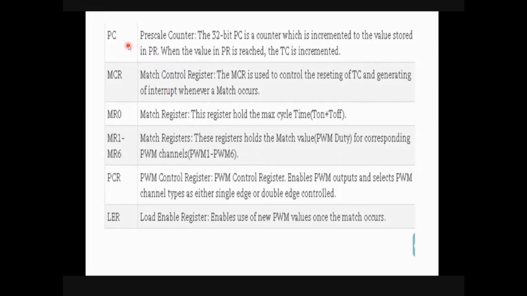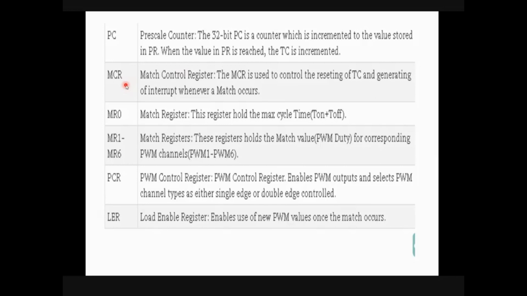Then the prescaler counter. PC is the prescaler counter. This is also a 32-bit counter, which is always incremented up to the value stored in the PR. When the value of the PR is reached, the timer counter will be incremented by 1.